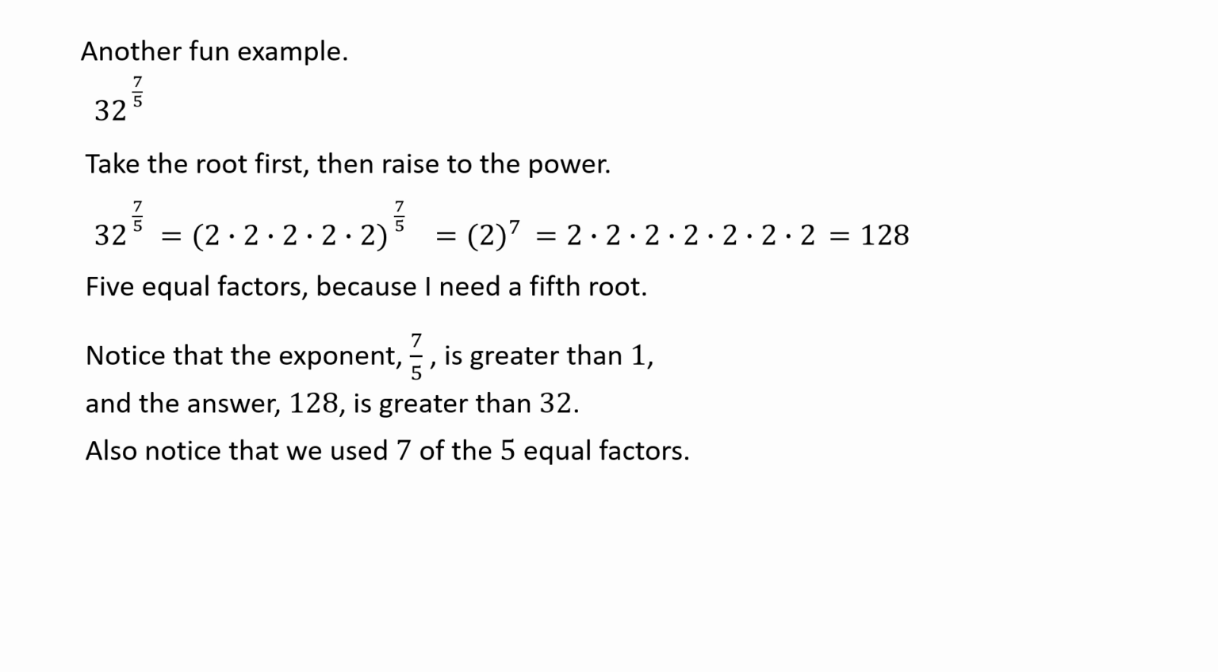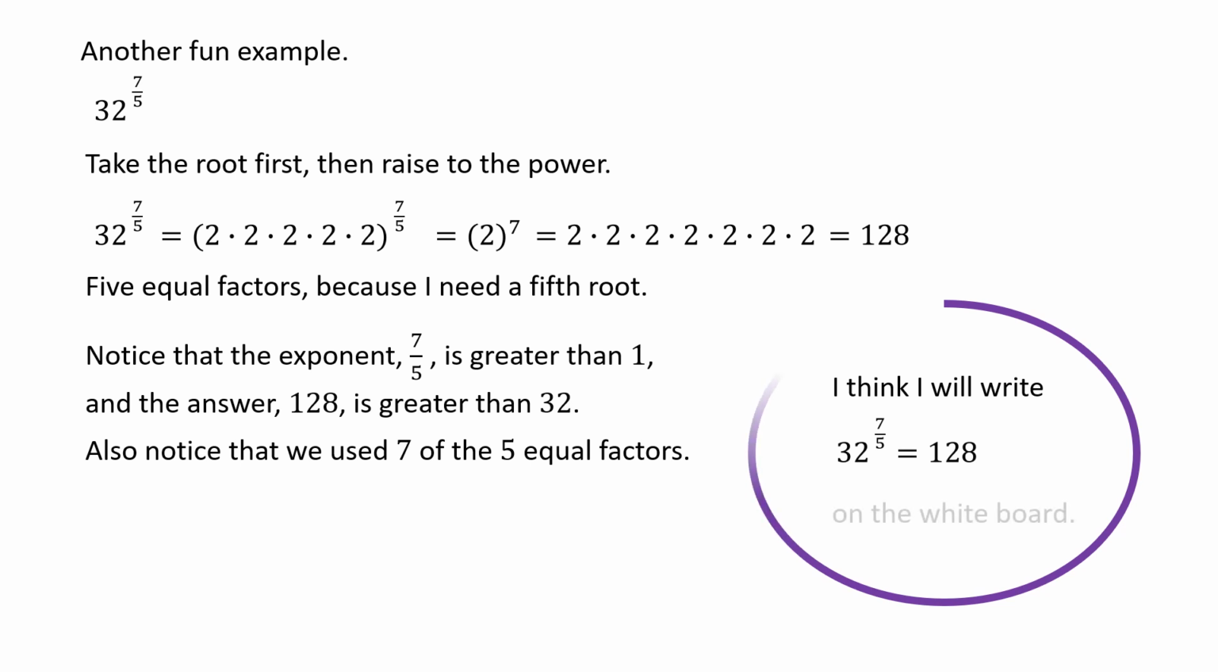And of course, this is kind of weird to think about, but we ended up using 7 of the 5 equal factors. The denominator on that exponent, the bottom of that exponent, says, hey, you need 5 equal factors. The numerator, or top of that exponent, says, hey, you need 7 of them. And if you're in the classroom, this would also be going up on the whiteboard because we're going to take a look at these 2 examples.